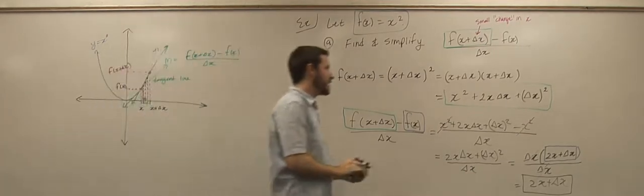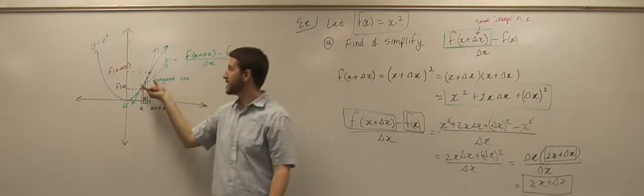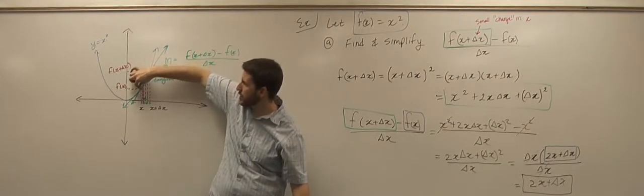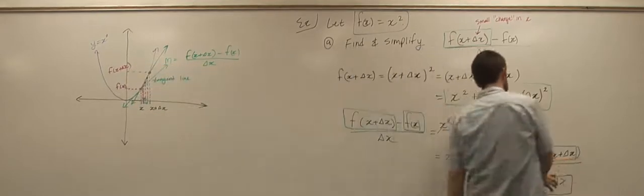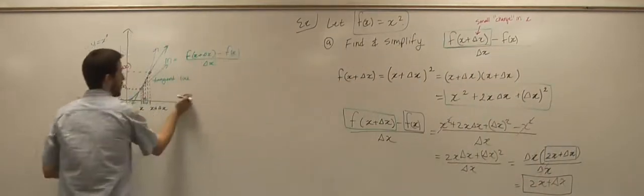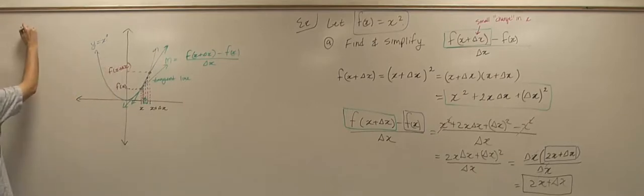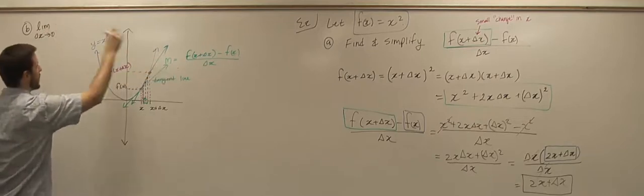So what I'm saying is this gives you the slope of any secant line through x and x plus delta x. But if I want the slope of a tangent line, what am I going to have to do to this? The limit as delta x goes to 0. If I take delta x to 0, my points will get closer and closer until eventually it's just one point that my line is going through. So let's do part b, let's calculate the limit as delta x goes to 0 of this difference quotient.